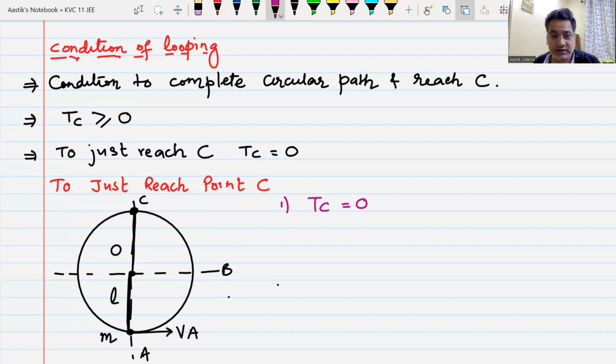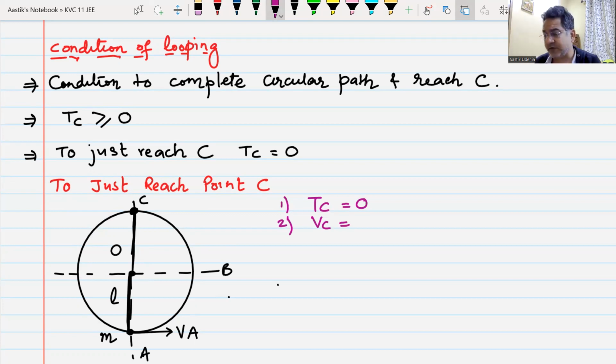Now, if I know that the tension at point C is just equal to 0, you should be able to tell me what should be the velocity at point C. So I ask you, what would be the velocity at point C? 0.